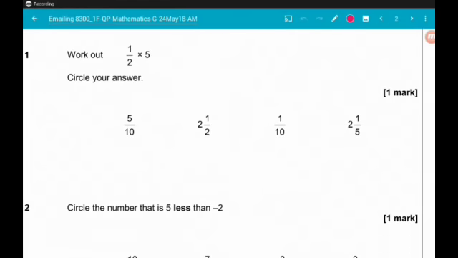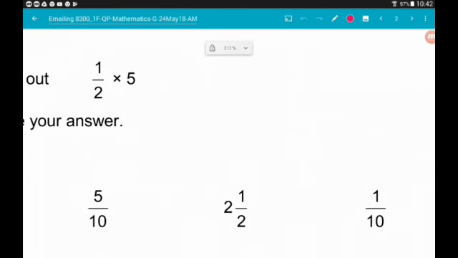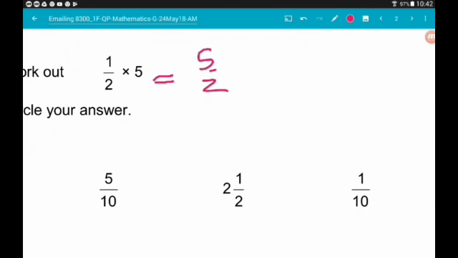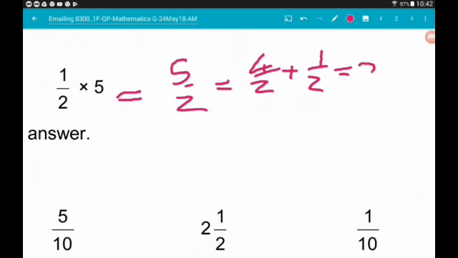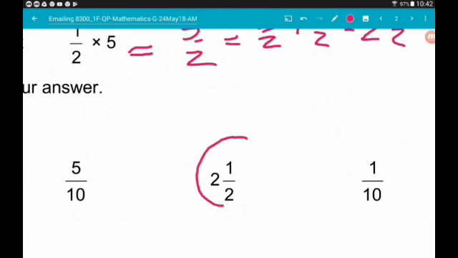Okay, question 1 wants us to work out 1/2 times 5. So if we multiply a fraction by a whole number, we multiply the top of the fraction by that number. So this is 5 halves. That's not an option though, so let's turn it into a mixed number. So we can think of this as 4 halves and 1/2, which is 2 and 1/2. So 2.5 is our guide.